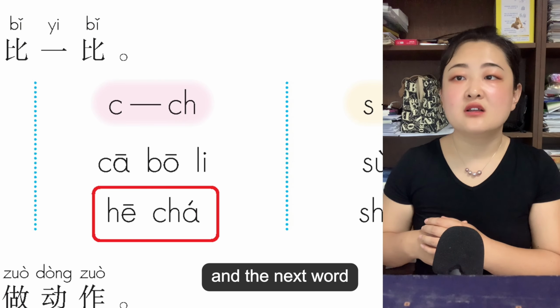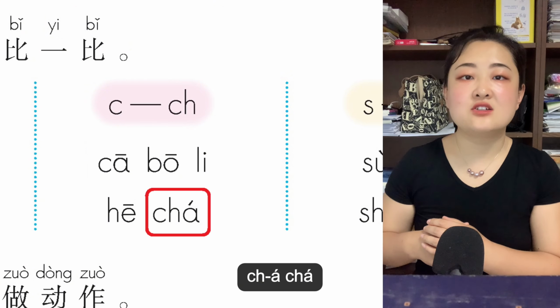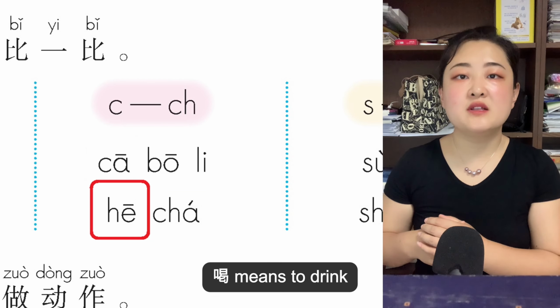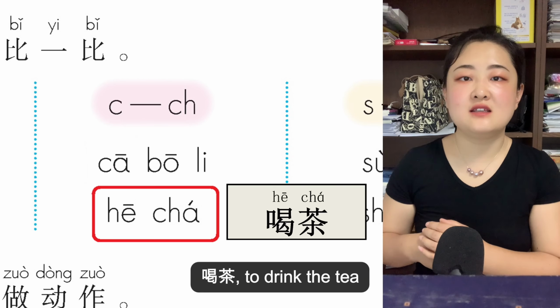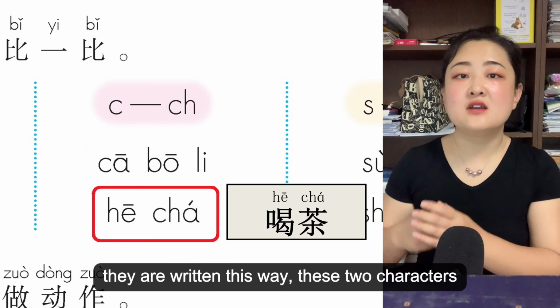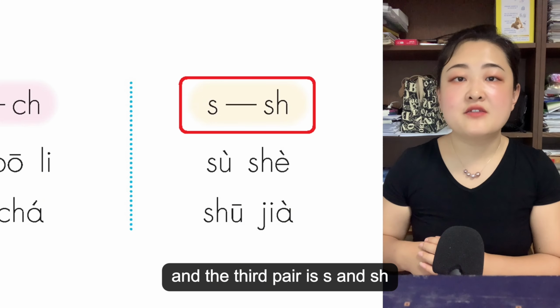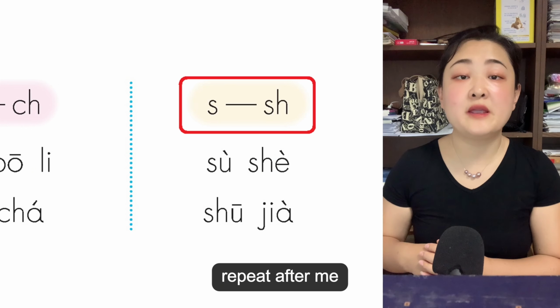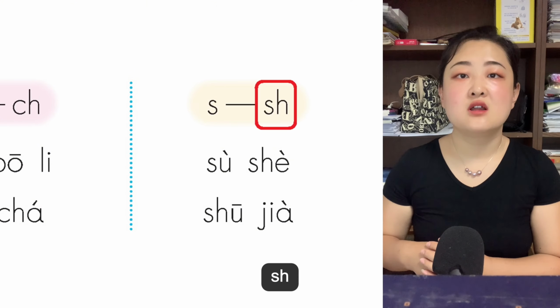And the next word. 喝茶, 喝 means to drink and 茶 means tea. 喝茶, to drink the tea. They are written this way, these two characters. And third pair is th and sh. Repeat after me. Th, th, sh, sh.